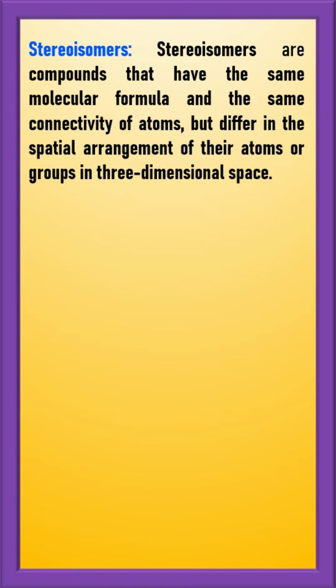Stereoisomers are compounds that have the same molecular formula and the same connectivity of atoms but differ in the spatial arrangement of their atoms or groups in three-dimensional space. Stereoisomers are of two types.